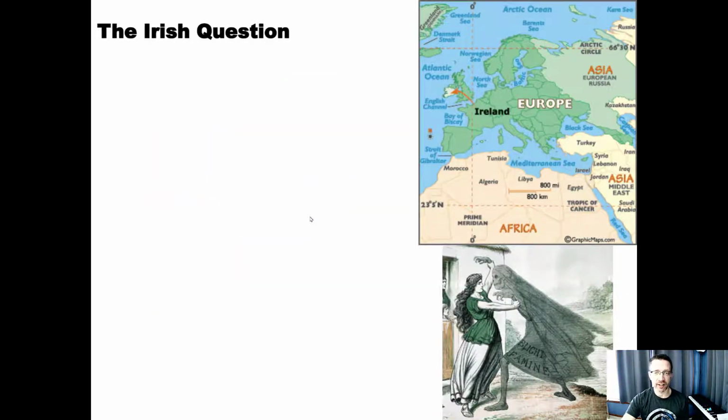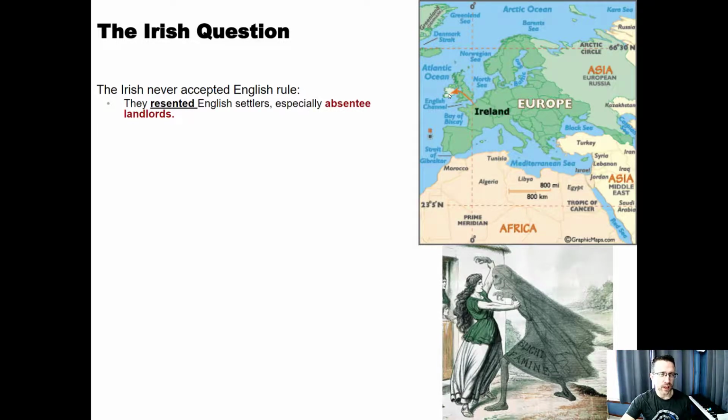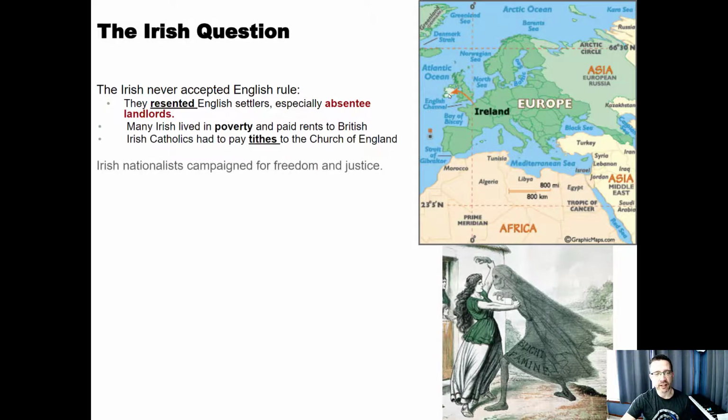Ireland. All right, that's that little island here. So British control of Ireland was in this area right here. It wasn't necessarily its own sovereign country at the time. They never accepted English rule, as a different culture, a different religion. So they resented the English settlers, especially the absentee landlords who owned the land but were never there. They lived in poverty. They were Catholic. They had to pay tithes. Even though they were Catholic, they had to pay tithes to the Church of England, which is a Protestant religion. So they didn't like English rule.